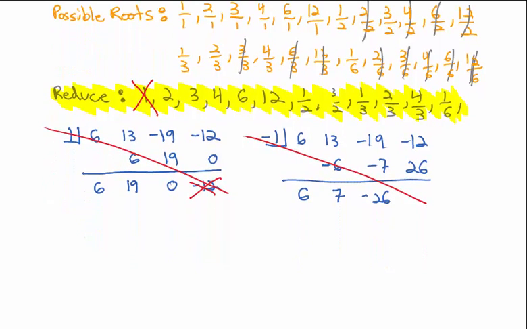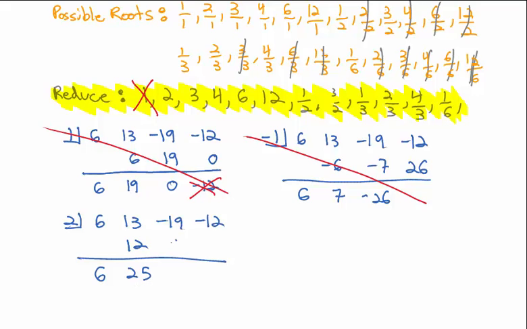It's going to take up a lot of space, but we've got our list of roots here. Let's try 2. Coefficients were 6, 13, negative 19, negative 12. 6 times 2 is 12, plus 13 is 25, times 2 is 50, minus 19 is 31, times 2 is 62. That's definitely not going to give us 0 at the end.